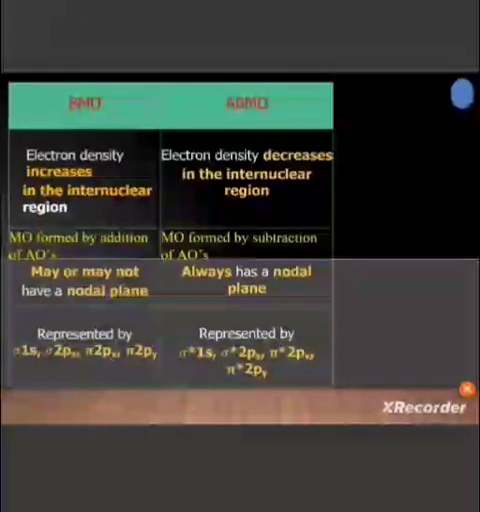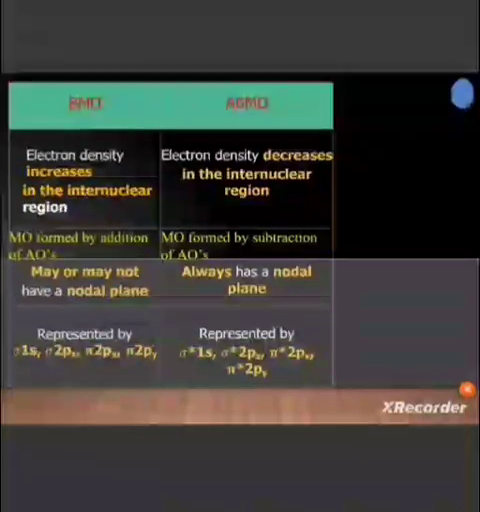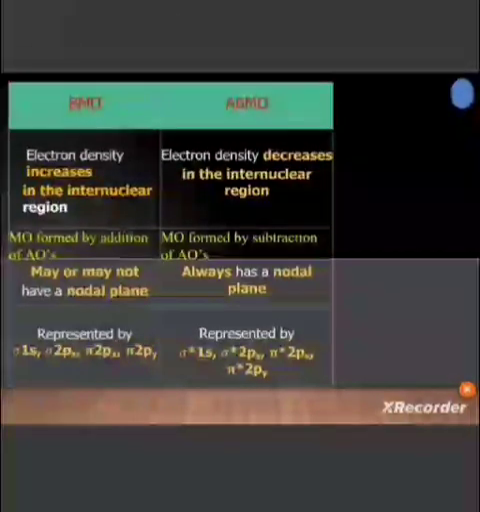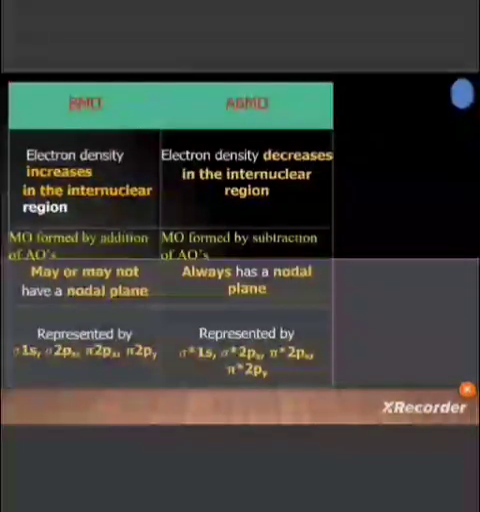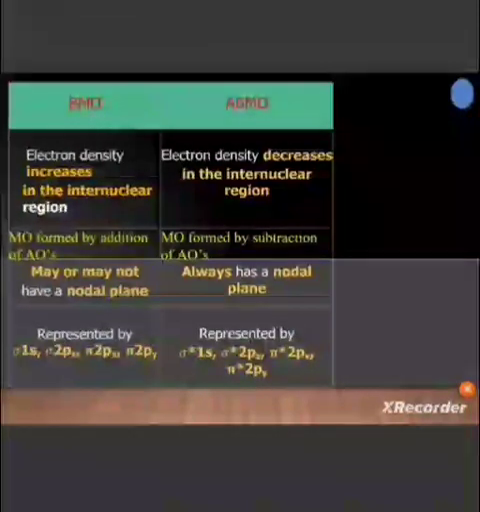Bonding molecular orbitals may or may not have a nodal plane, but anti-bonding molecular orbitals always have a nodal plane. Bonding orbitals are represented by sigma 1s, sigma 2pz, pi 2px and pi 2py, whereas anti-bonding are represented by sigma star 1s, sigma star 2pz, pi star 2px and pi star 2py.